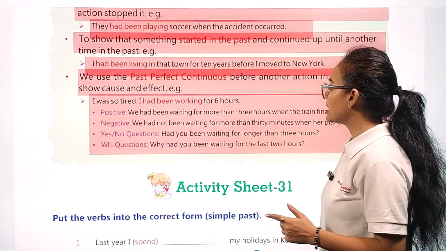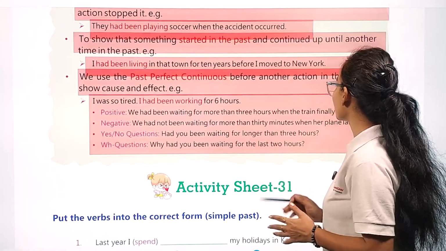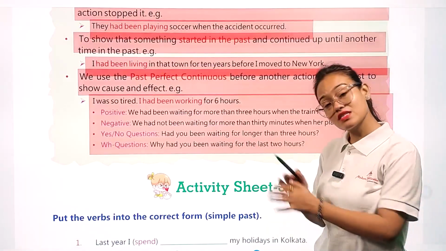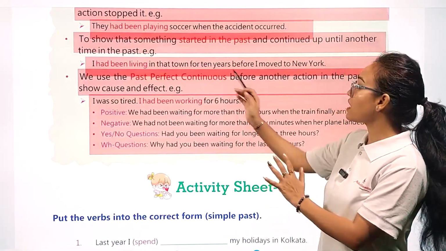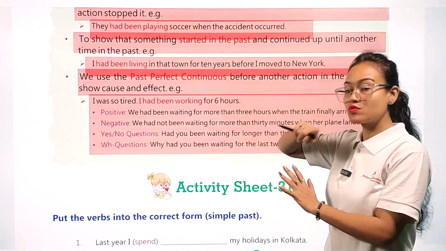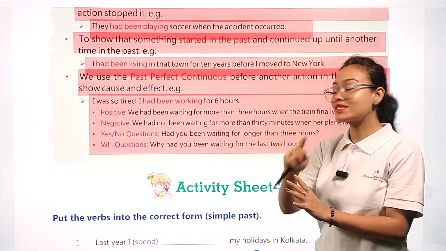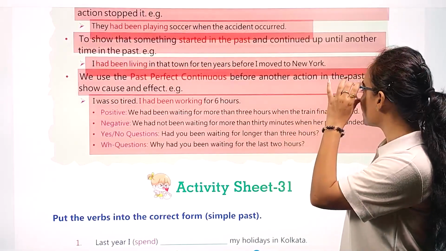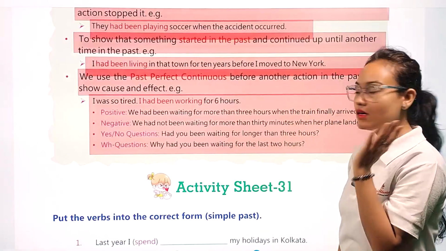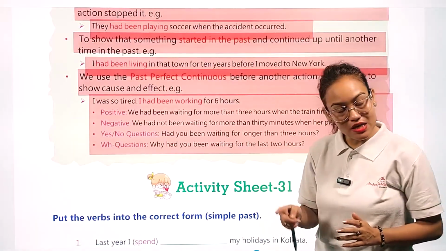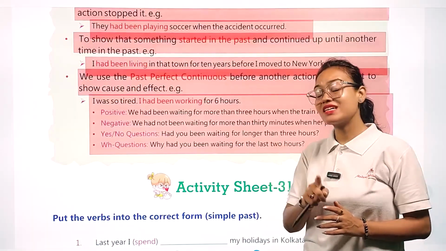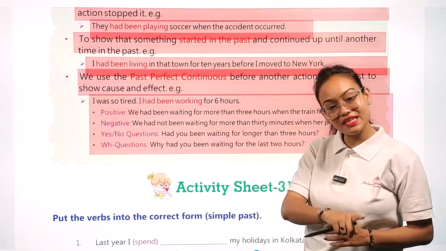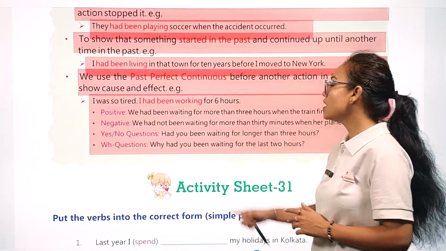We had been waiting for more than 3 hours when the train finally arrived. Okay, so this is the positive sense of our past perfect continuous. But in negative sense, how are we going to form a sentence? See, we had not been waiting for more than 30 minutes when the plane landed. Okay, and whenever we are asking questions, the answer will be only in yes or only in no form.